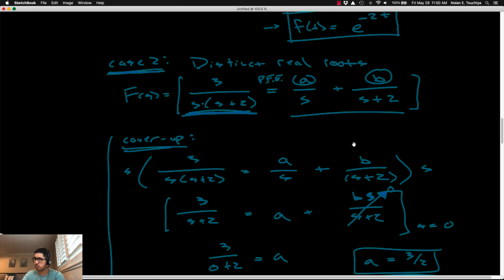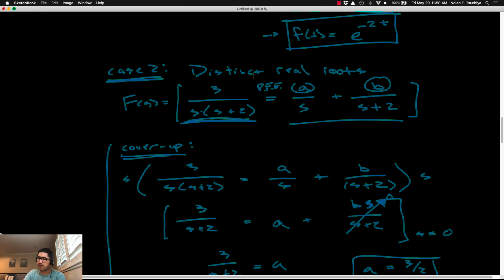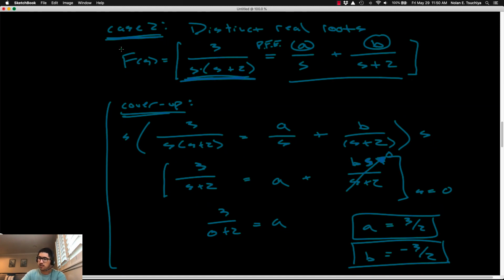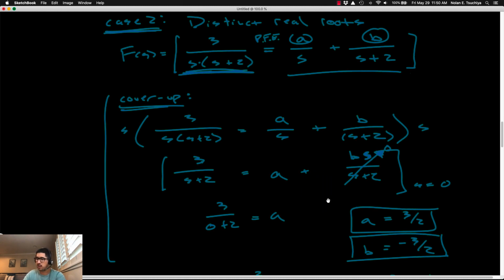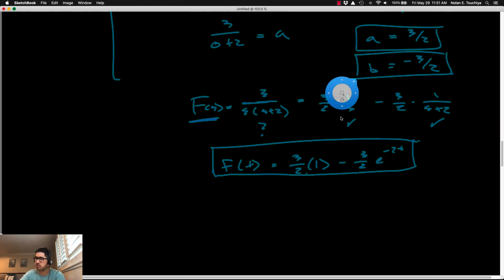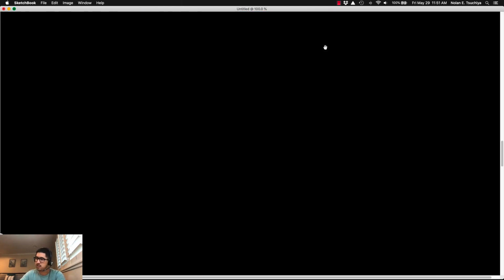Case 2 is when the s-domain function has distinct real roots. We spent some time outlining the process for how to find the inverse Laplace of those kind of funky s-domain functions. Case 3 and case 4 are a little bit more intricate, but they follow the same general process, which is basically to rewrite the s-domain function into a sum of a bunch of simpler things and then take the inverse Laplace of those simpler things. So that's case 2.